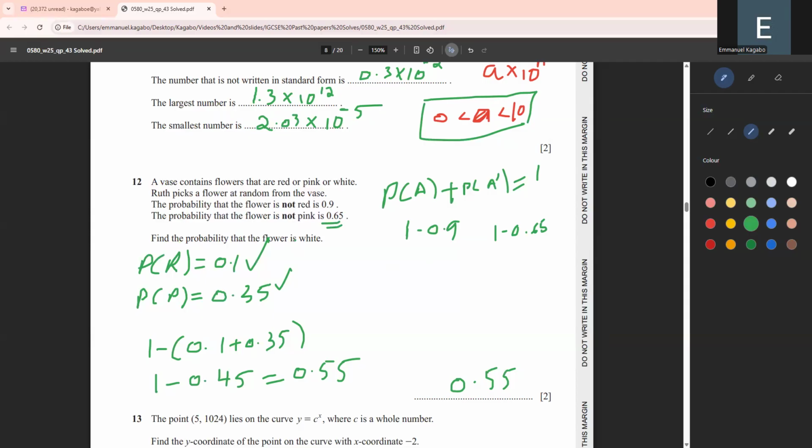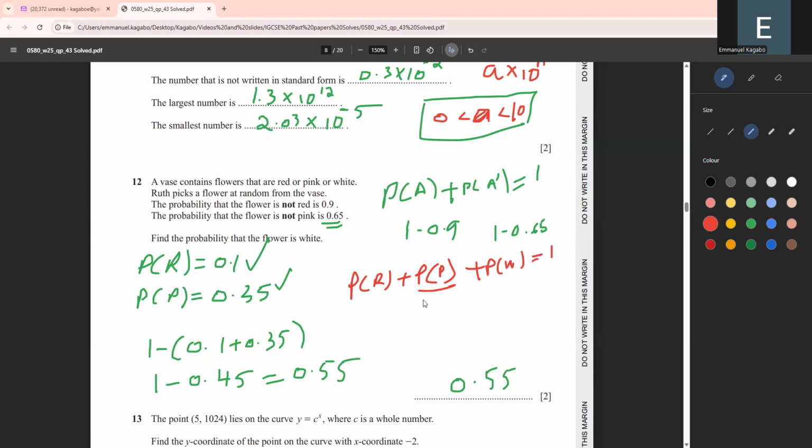Now, find the probability that a flower is white. Remember, in your vase, you have only 3 colors there. You have a red flower, you have a pink flower, and you have a white one. Meaning, if I get these probabilities all together, they should add up to 1. So I have to get 1 minus the probability of red flower and the probability of pink flower. Because you have to remember, those are the only colors we have, so probability of red plus probability of pink plus probability of white flower should give me 1.